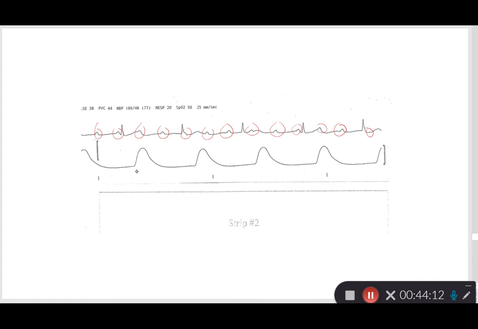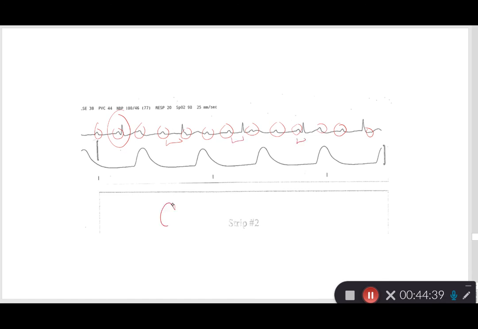So, could it be a first degree? No, my PR interval here is way too short for it to be a first degree. Could it be a second degree type 1? No, my PR interval does not get longer then drop. You can see it's kind of all over the place. Could it be a second degree type 2? I do have more P's than Q's, however, when my Q follows my P, the PR interval is not consistent, so it cannot be a second degree type 2.